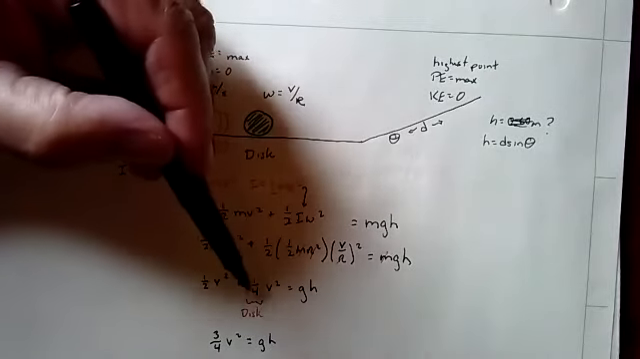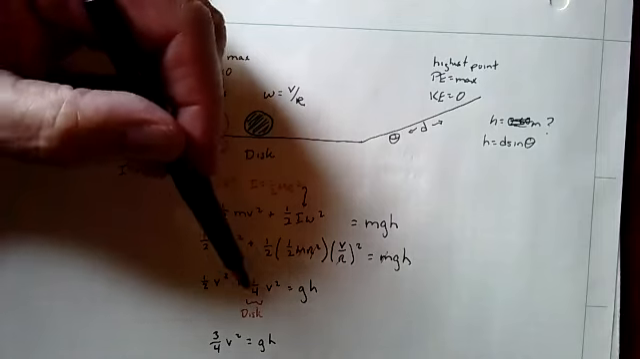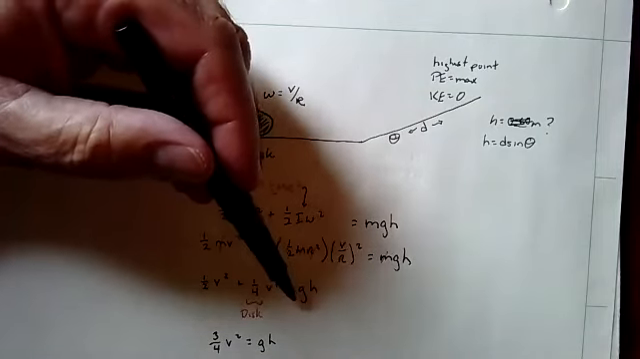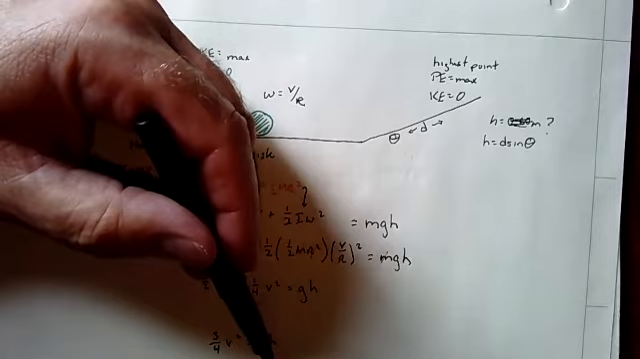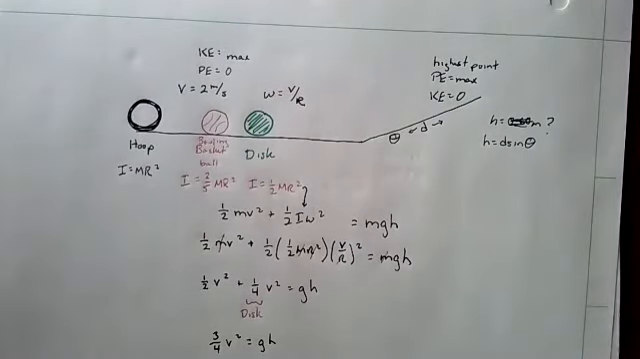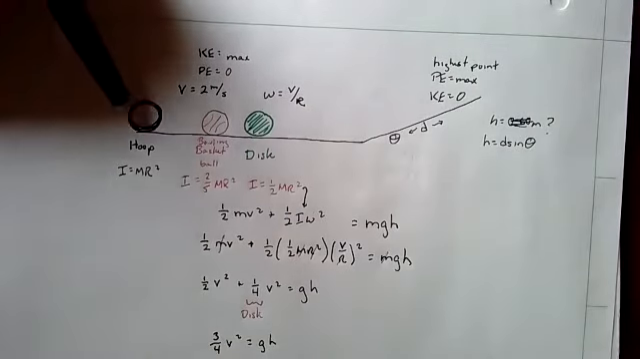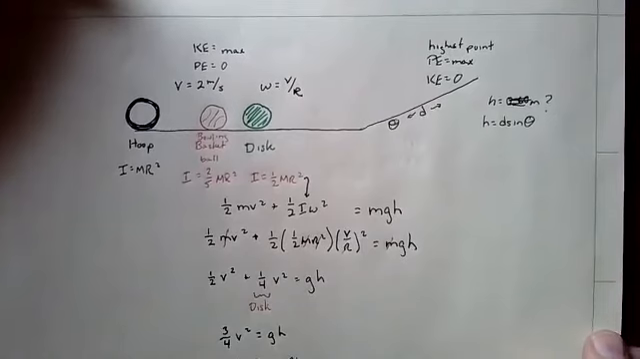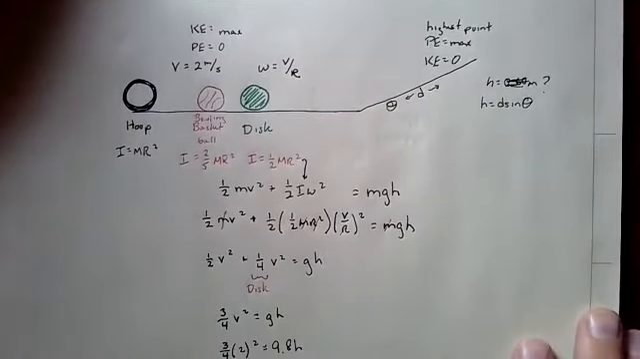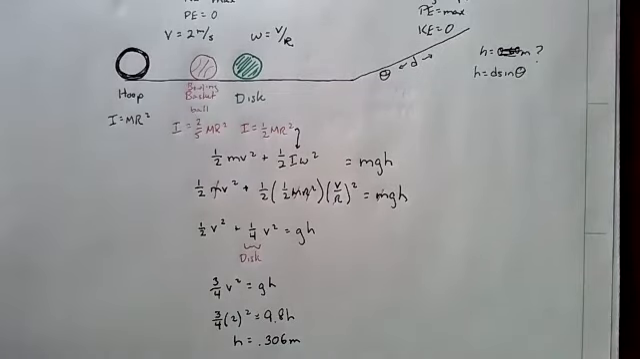If this was the hoop and this is 1/2, then it's just going to be V squared divided by 9.8. So that'll be 4 divided by 9.8, and so that's going to be approximately 1/2 meter. So the hoop would go up higher because it's got more kinetic energy stored in rolling than the disk does. All right, I hope that helps.